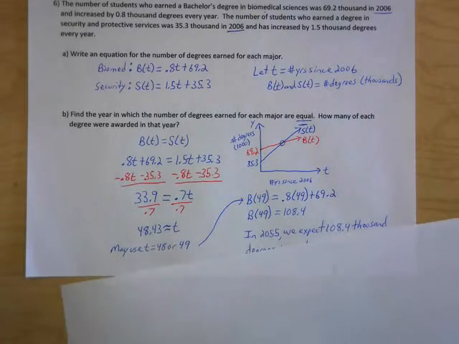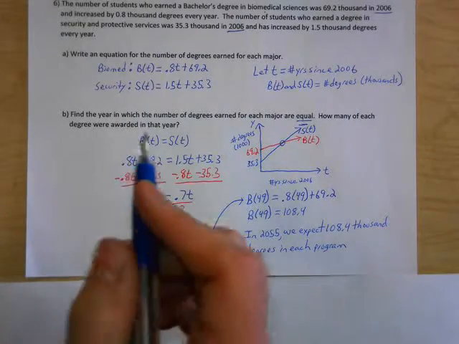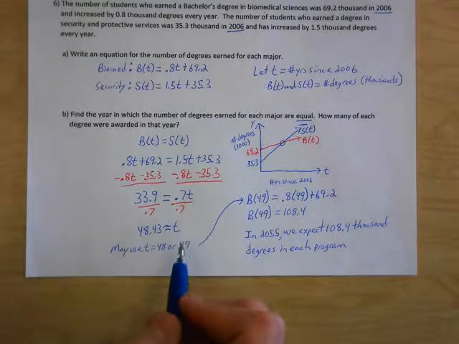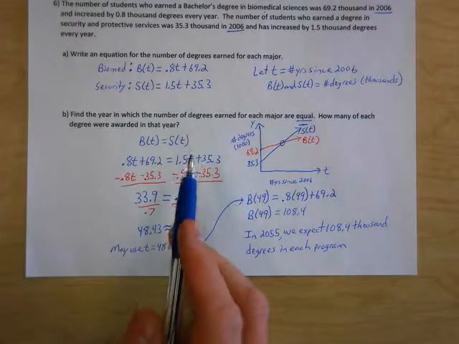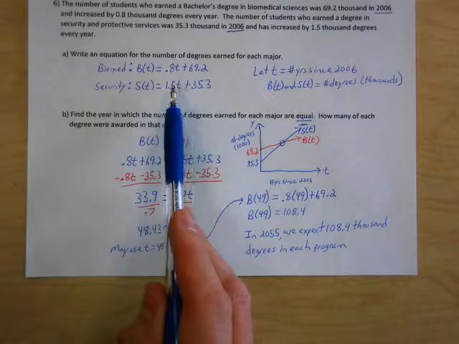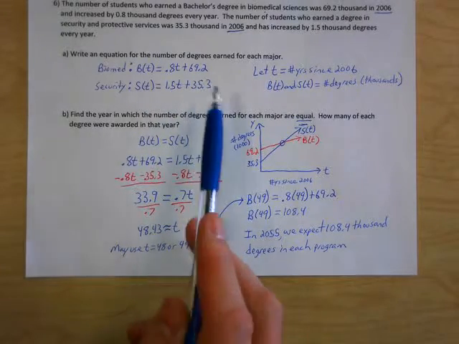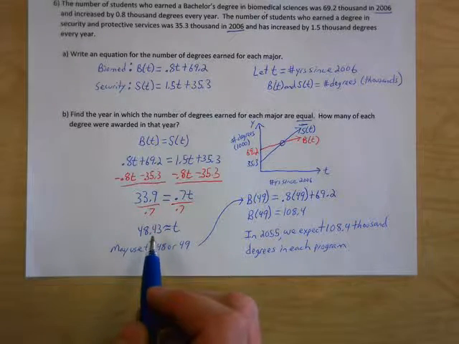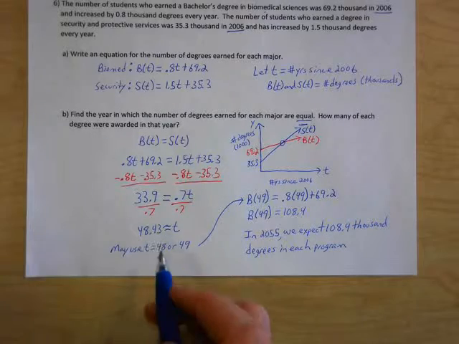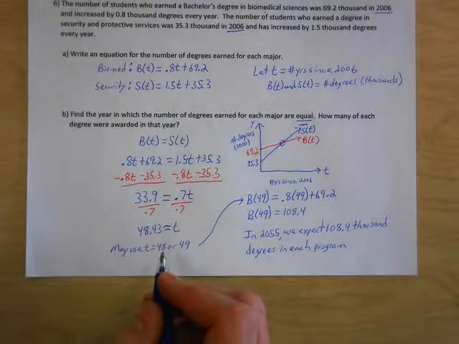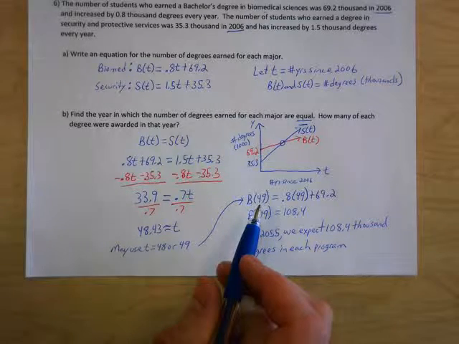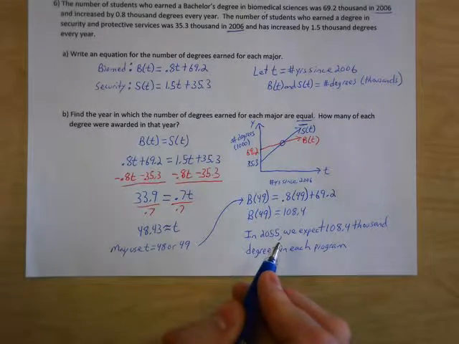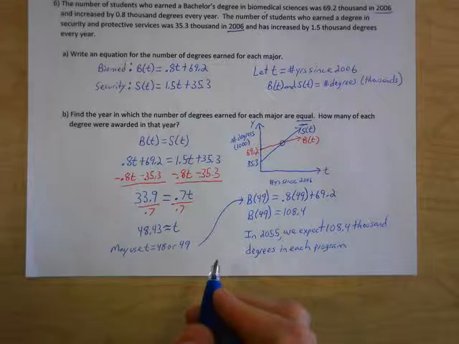What I'm going to do is substitute 49 into the biomed equation. So I put 49 in there and got 108.4. If you put 49 into the security equation, you're going to get a slightly different answer, because the exact value was whatever 33.9 divided by 0.7 was. I even rounded to 48.43. If you put in 48 into either equation, again, you're going to get a slightly different answer. But as long as I see what you're doing, I will give you full credit for it. So what this means is that in 2055, we expect 108.4 thousand degrees in each program.